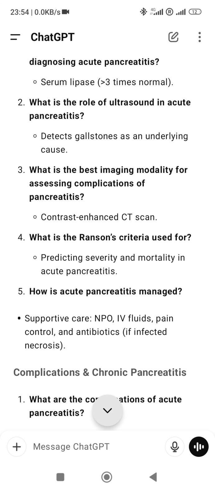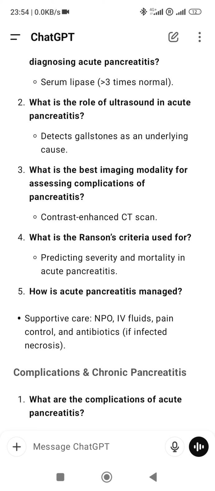What is the Ranson criteria used for? Sir, Ranson criteria is used for predicting severity and mortality in acute pancreatitis.